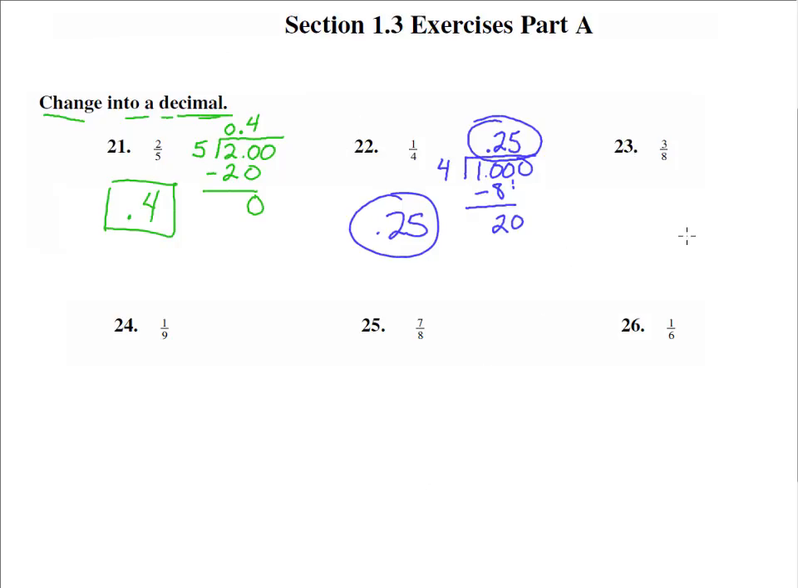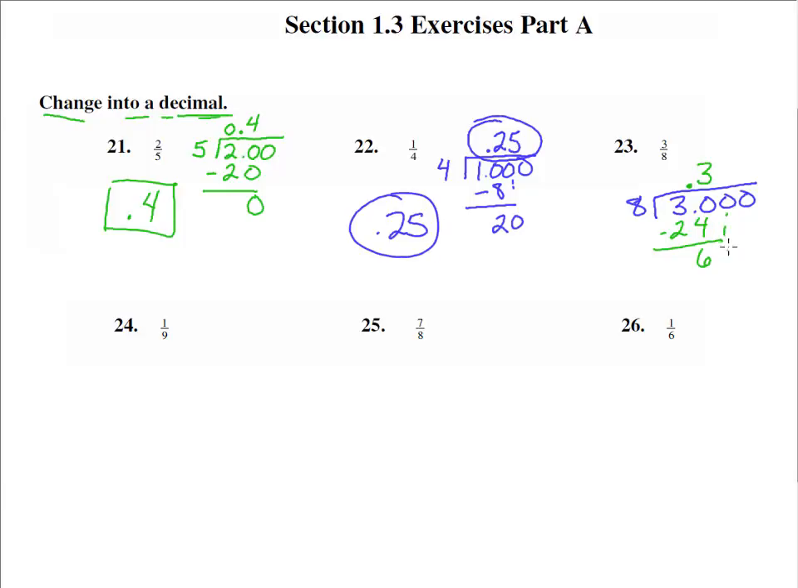Number 23, we have 3/8, so we do 3 divided by 8. Put some zeros back here to make sure we know we can go as far as we need to get all of our numbers. 8 goes into 3. Nope. Put the decimal right above it. 8 goes into 30, not quite 4 times, so 3 times. 3 times 8 is 24. Subtract. 30 minus 24 is 6.